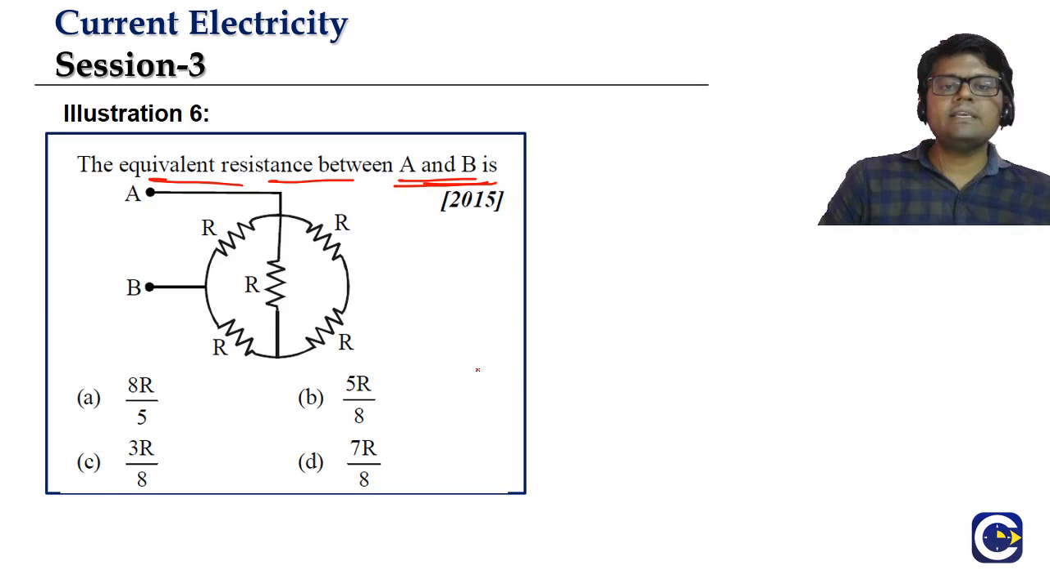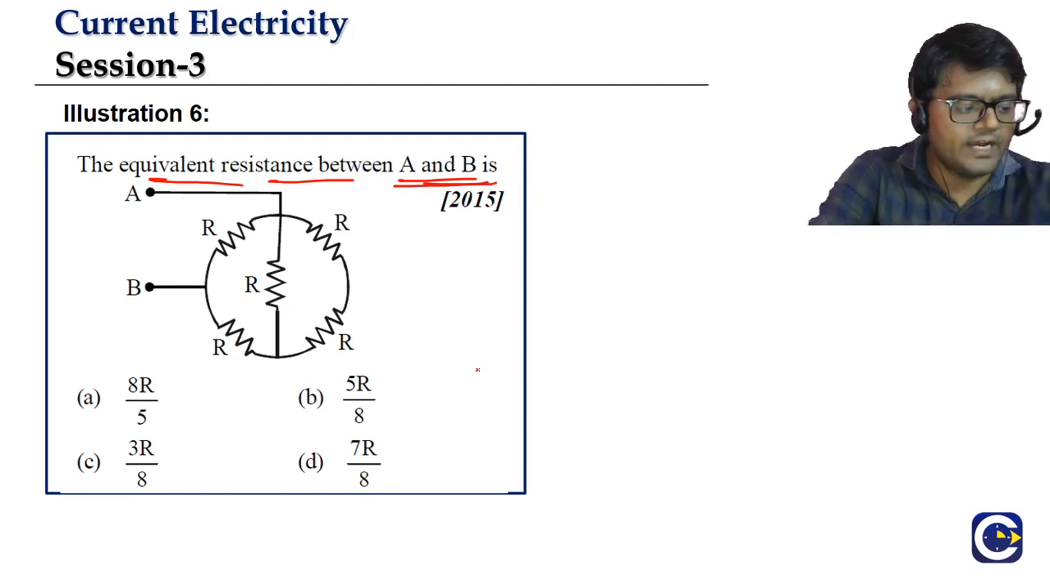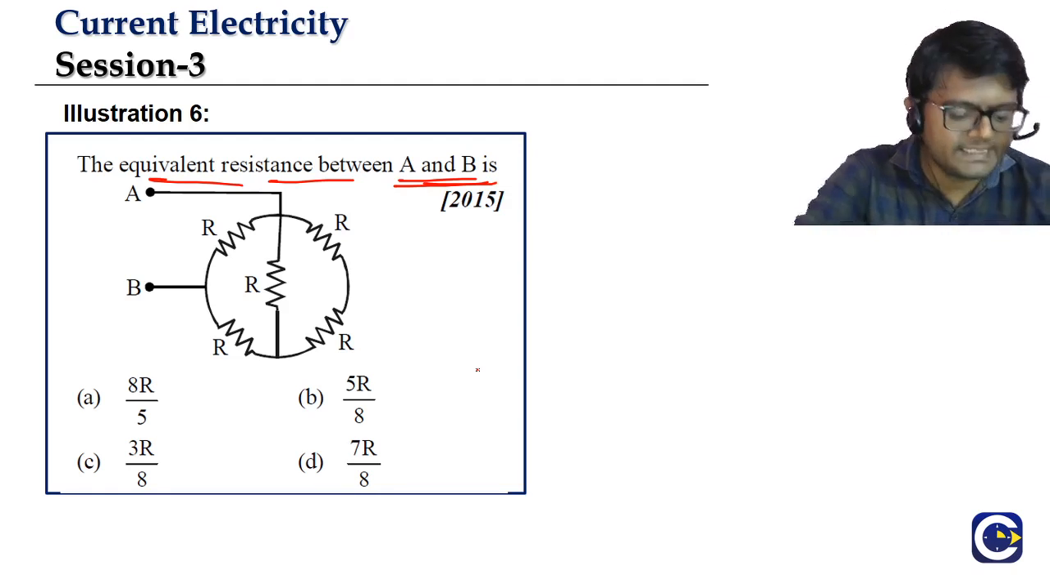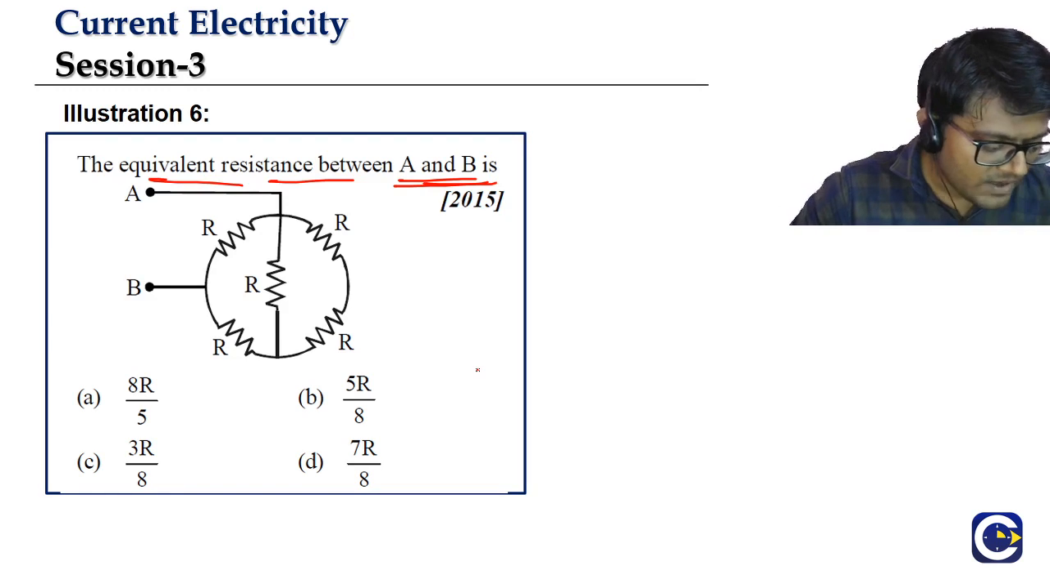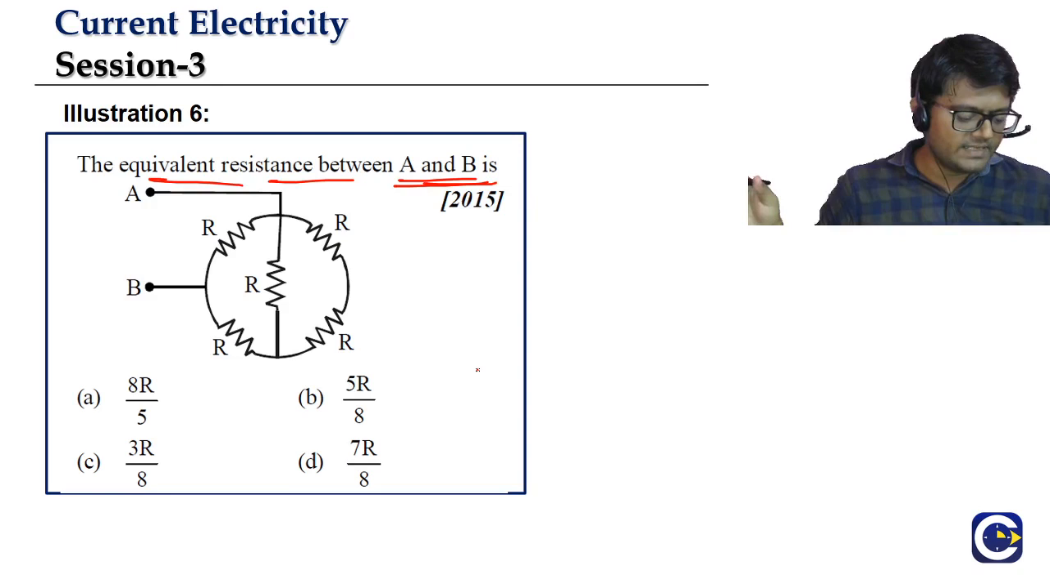We have to find the equivalent resistance between A and B. Sixth question. Let's see if we get any answers for this, guys. You've been giving a lot of correct answers. Let's see if you can give the correct answer for this also.